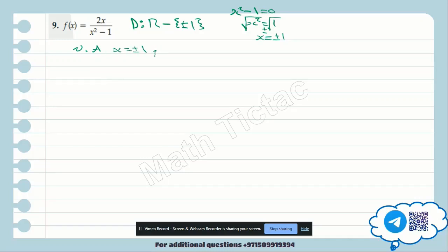Okay, now moving to the horizontal asymptote. Now in here the degree of the numerator is 1 and the degree of the denominator is 2, which means the degree of the numerator is less than the degree of the denominator, which means I have y equal to 0 as horizontal asymptote. Now, since the degree of the numerator is less than the degree of the denominator, that means we don't have any slant asymptote.